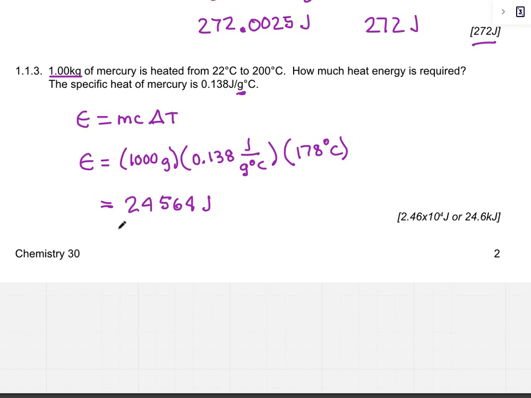Two choices. We can either go to scientific notation and write 2.46 times 10 to the 4 joules, or we could divide this by 1,000 and get 24.564 kilojoules. Joules divided by 1,000 gives you kilojoules. And then if we take 3 digits of this, we get 24.6.